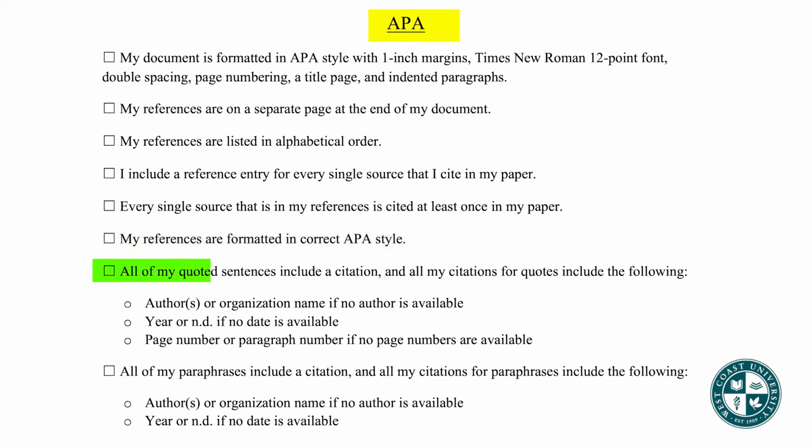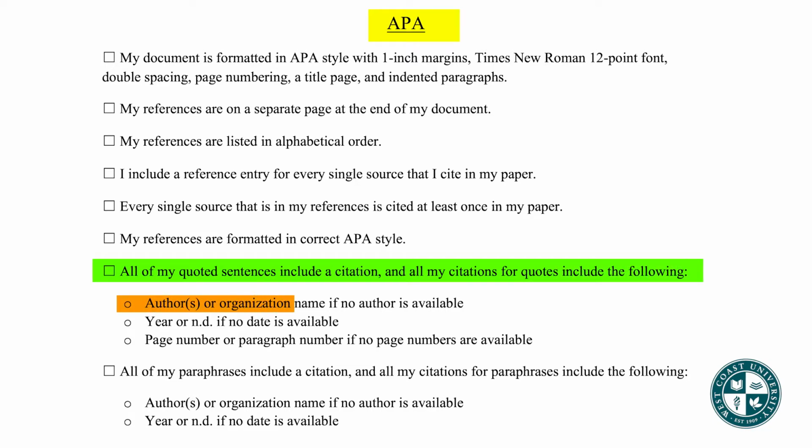All of my quoted sentences include a citation, and all my citations for those quotes include the following: the last names of the author or authors, or the name of the organization if there was no author available, the year or ND if no date is available, and the page number, or if there were no page numbers, the paragraph number.